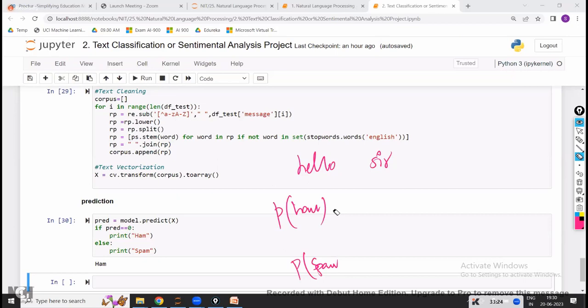In my data set, "hello" is not there and "sir" is not there, but still it gives ham as the output because it just ignores whichever words are not there. Is that clear, guys? So in this way, the sentiment analysis will be working.